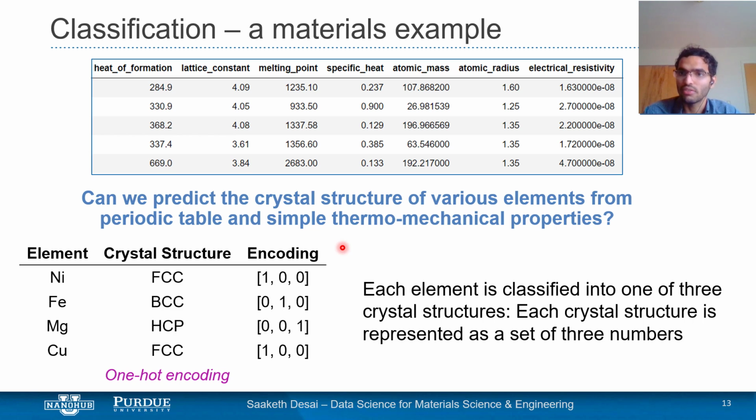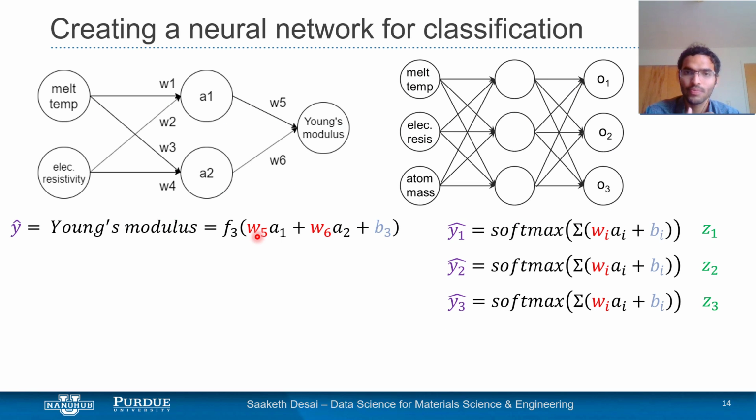And the way to do this for classification tasks is to use something called one-hot encoding. It's called one-hot encoding because the encoding scheme converts strings to a list of numbers where only one value is 1 and all the others are 0. For instance, the crystal structure FCC could be converted to a one-hot encoded value of 1, 0, 0. The BCC crystal structure is going to be 0, 1, 0, and the HCP is 0, 0, 1. So having understood this encoding scheme, how do we now design a network that will give us those three outputs?